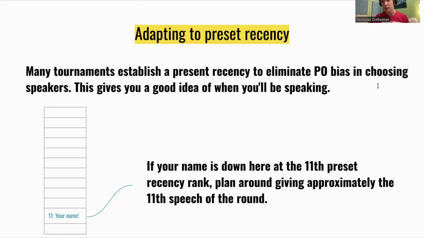Dhruv asks, is there any way we can know where we rank on these lists? If a tournament is using preset recency, you will usually see that list posted along with your pairings on Tabroom. And if you can't find it anywhere, they're probably just using randomness. I think most tournaments are still using randomness, but preset recency is beginning to become a norm on the national circuit. So it's good to know how to plan around it. It is used at tournaments like Nationals, Harvard, I believe, TOC, and a couple of other big invitationals.